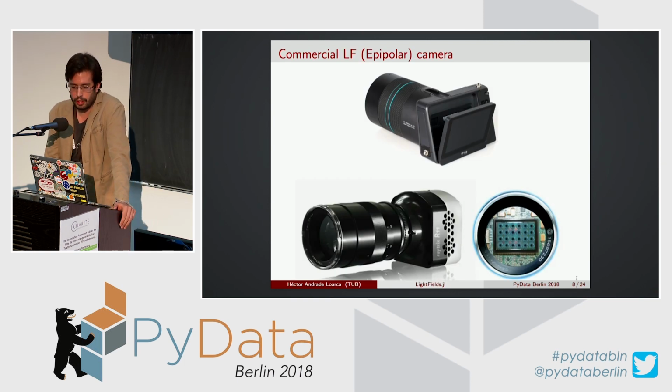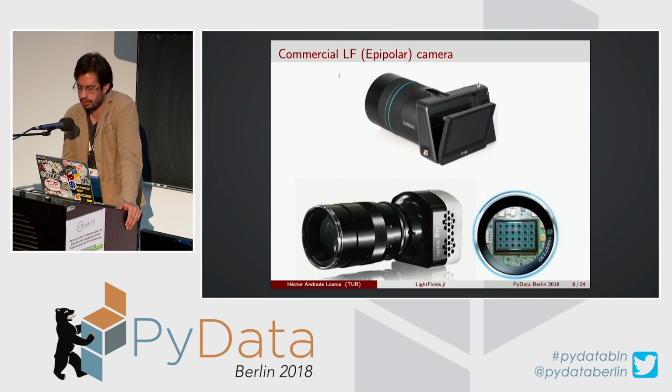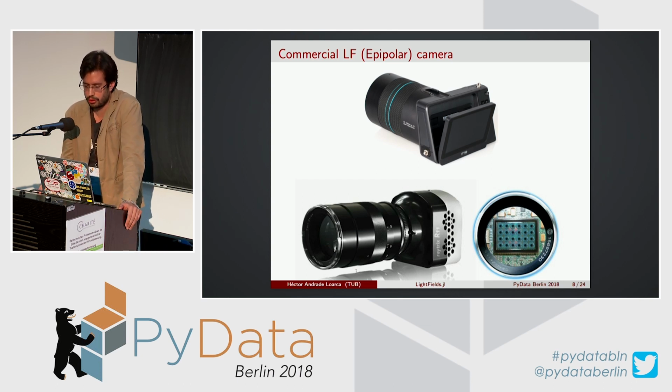There are some examples of commercial light field cameras. The first one is called Lytro. I think that's the best known one in the world. It comes from a startup in Silicon Valley, and they actually did pretty well, and now Google bought them like last year. The other one, the one below, is called Raytrix. This is a German company, and it's mostly for industrial uses.